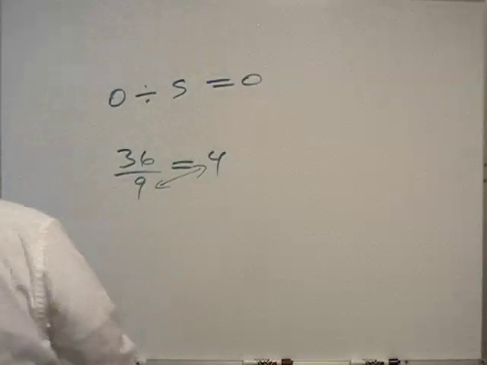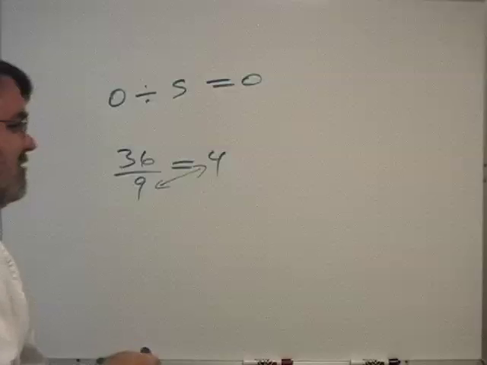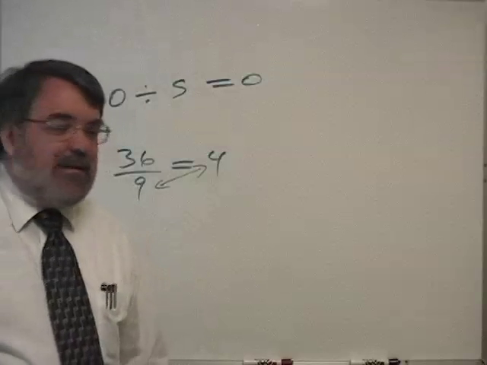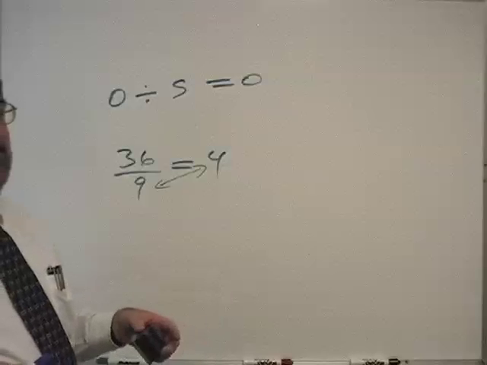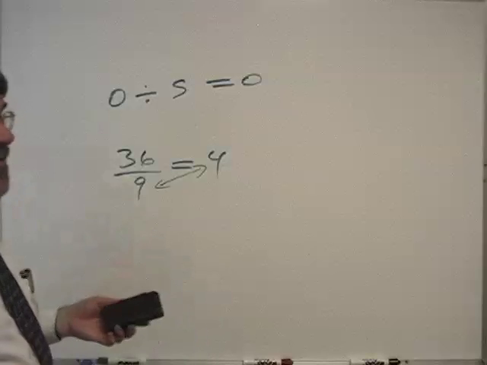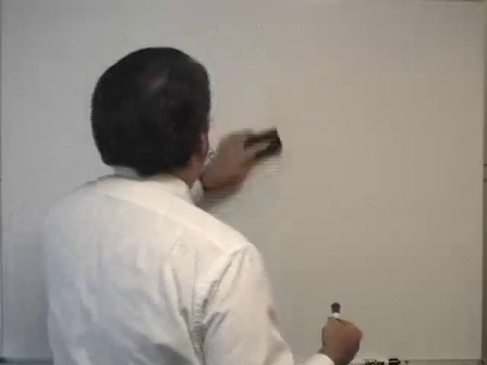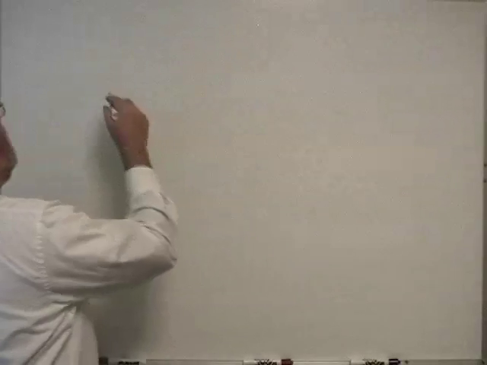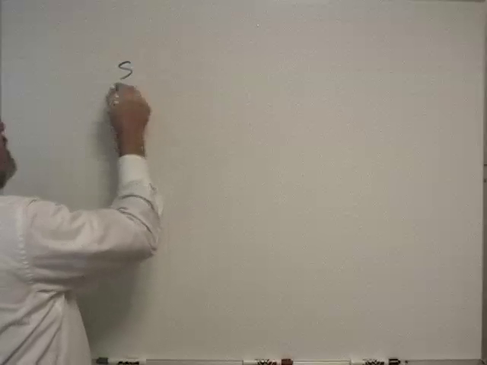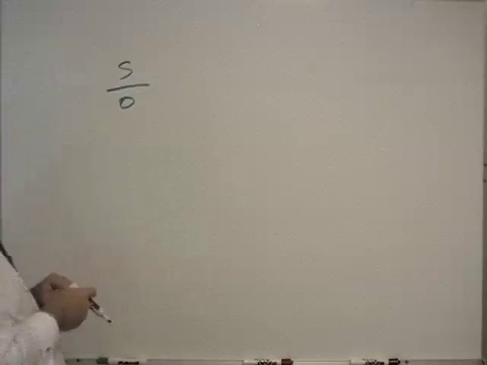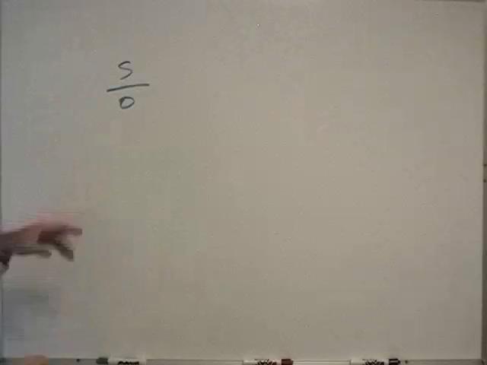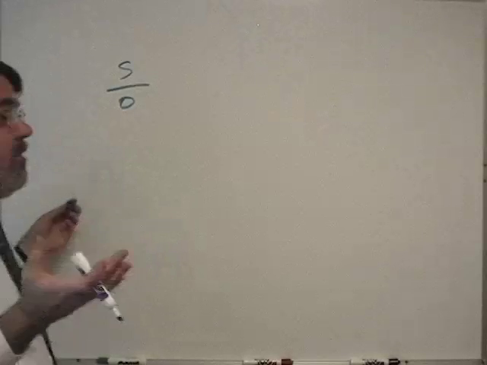Well, what they don't talk about in elementary school, I'm sure, is what if you switch these? What would it mean to divide by 0? So let's turn that around and ask this question. What is 5 divided by 0? And I'm going to write it as a fraction, because a fraction is an uncompleted division, but it means 5 divided by 0. What is it equal to?